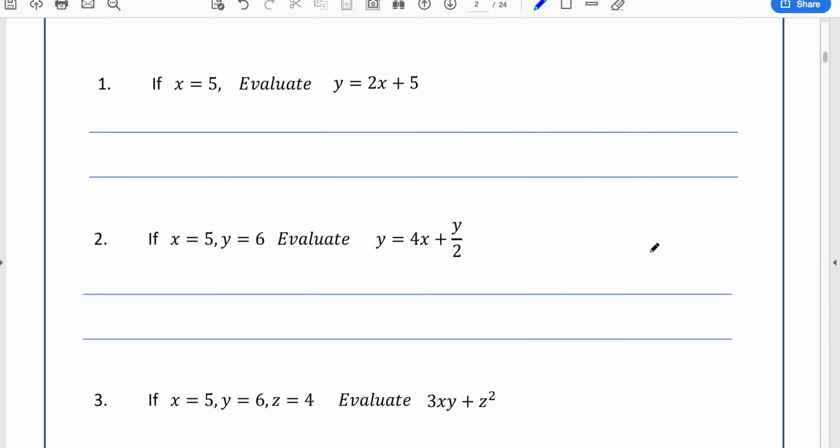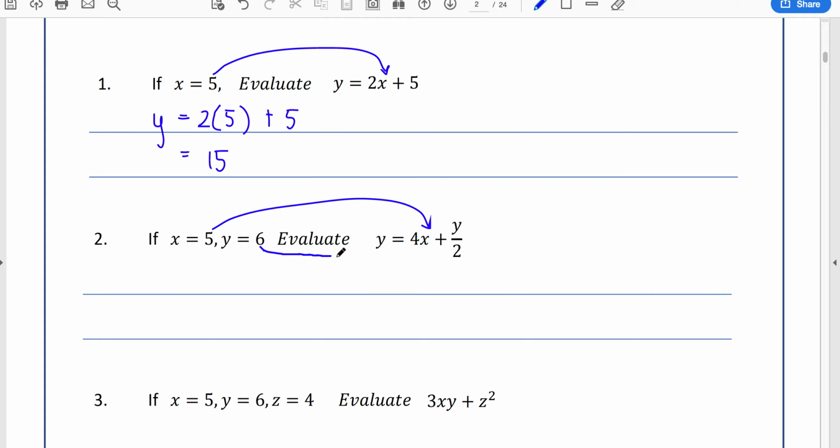Now, I'll just let you know that sometimes it's actually easier to just substitute in. For example, with this one, I want x to be 5. So if I just make that a 5, y is 2 times 5 plus 5, so that's going to give me 15. I don't really need to use my calculator for that. Same with this one, I can just substitute the x value for x and the y value over here.